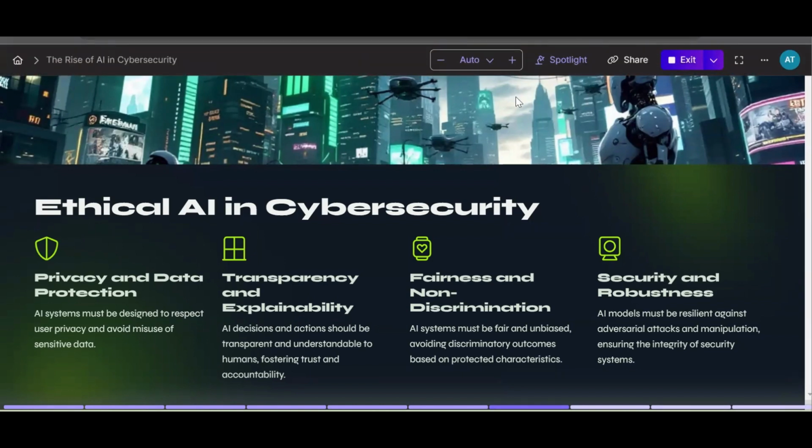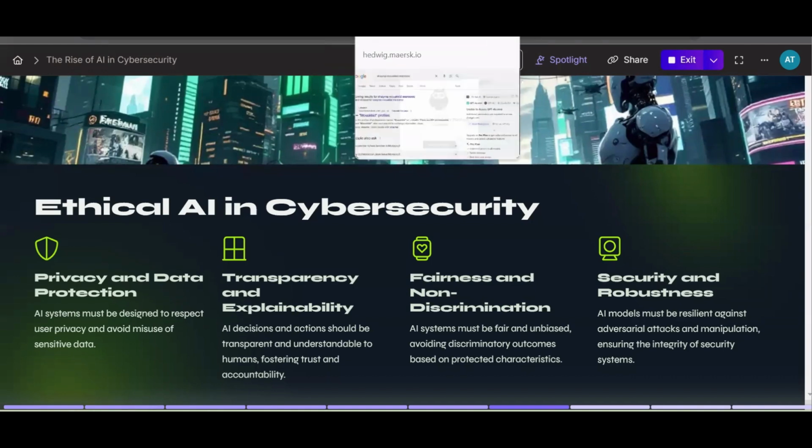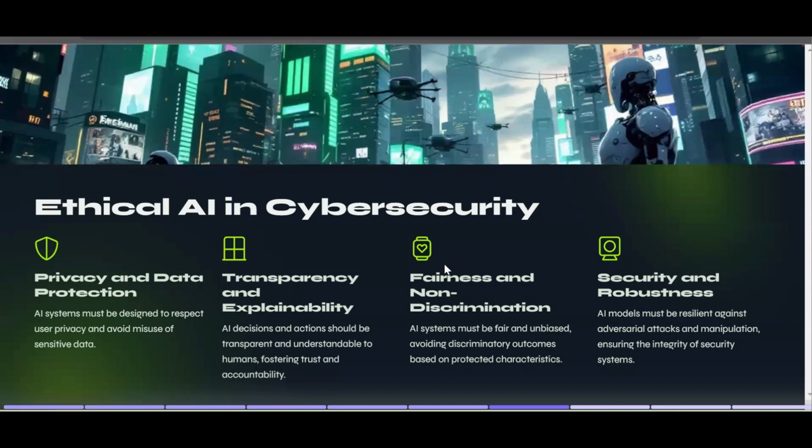So ethics is very important in AI. Privacy and data protection, that is another problem. AI systems must be designed to respect user privacy and avoid misuse of sensitive data. After all, we work to protect the data, obviously. So if AI isn't trained properly, it's highly difficult to embed those ethics within AI. It can go beyond the limits. It can go unethical, right? So there are so many possibilities around that.